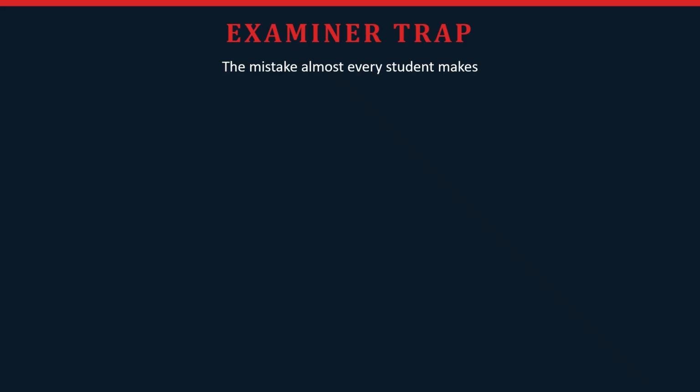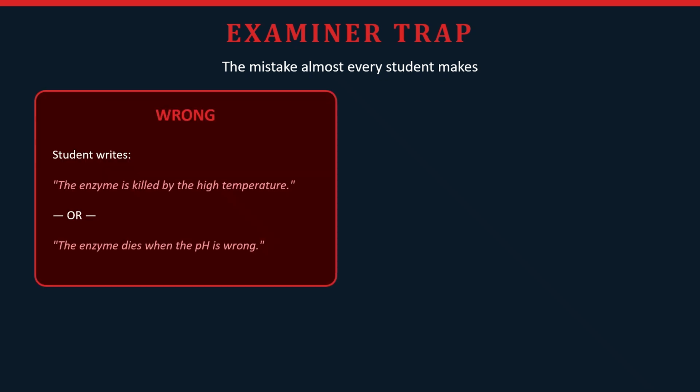Now, we have to stop here and look carefully because this is the most important slide in the whole video. Look at what students write in the exam, and this mistake happens constantly. When asked by an examiner why an enzyme stops working at high temperature, students write the enzyme was killed by the heat or the enzyme died. Wrong, completely wrong, and the examiner will give you 0 marks for that. Let me explain why.